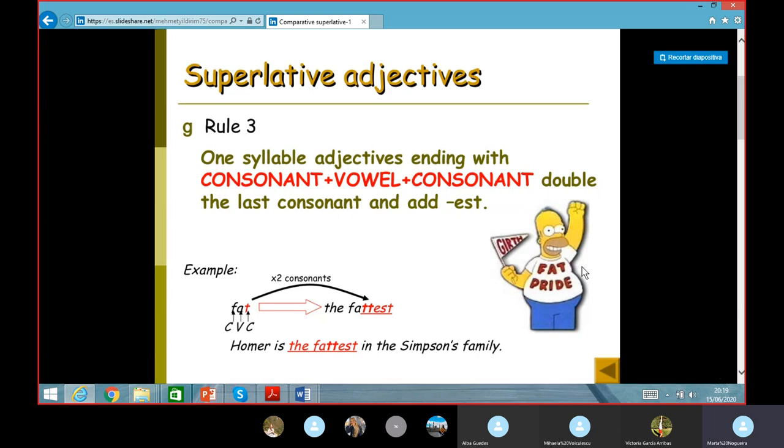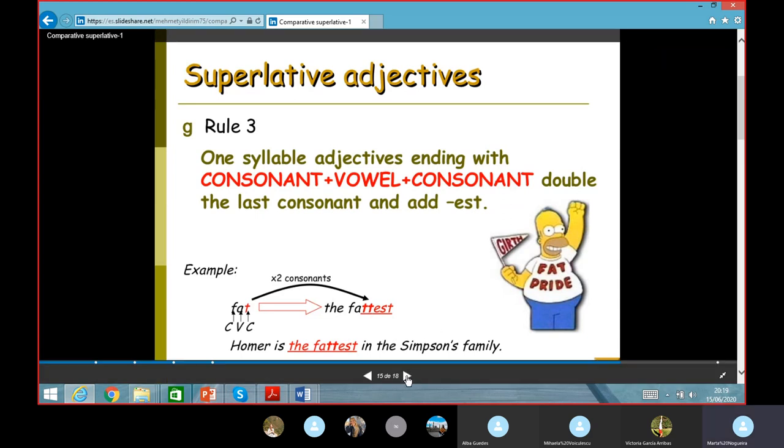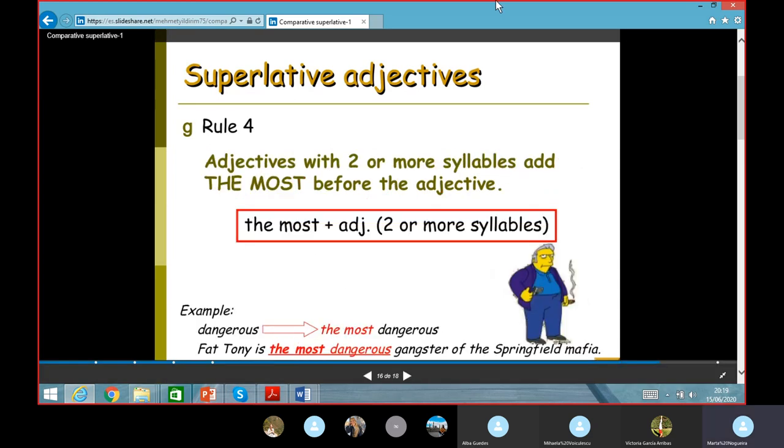So, Homer is the fattest in the Simpsons family. Homer es el más gordo de la familia Simpson o en la familia Simpson, ¿vale? No estoy diciendo que es más gordo que mi prima o que Marge. Eso era el comparativo. Estoy diciendo que es el más, ¿vale? Le estoy asignando pues el tope para que me entendáis de una cualidad. Homer is the fattest in the Simpsons family. I have to do this, guys.